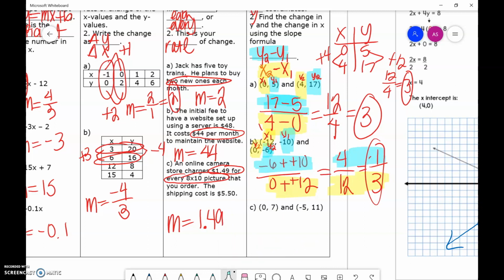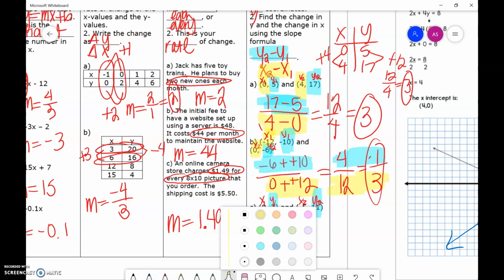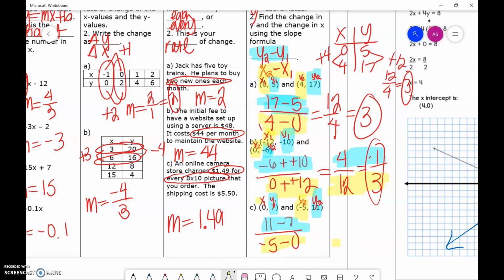All right, let's get this last one out of the way. So this is x1, y1, x2, y2. I'm going to have 11 minus 7 for my numerator, and I'm going to have -5 minus 0 for my denominator. So from here, 11 minus 7 is going to be 4, and then -5 minus 0 is -5. So my slope is 4 over -5.